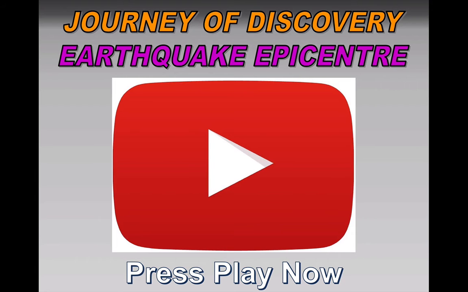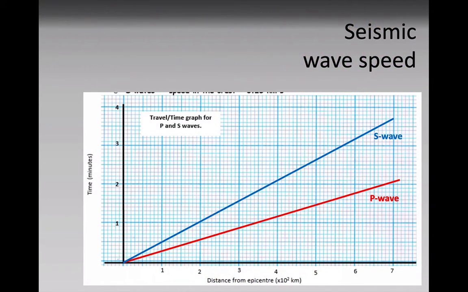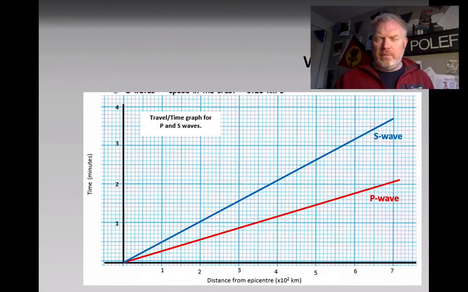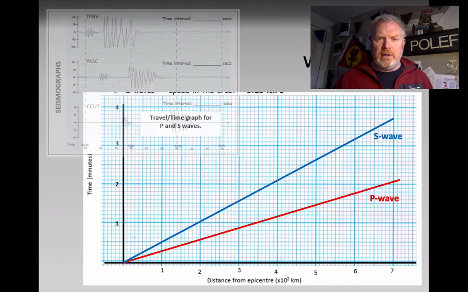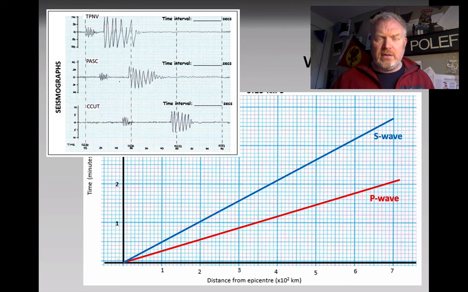Okay, let's have a look at some results. So this is our P and S wave graph, and this is our seismograph. If we measure the time interval then for each of these sites, these are the type of numbers you should get. If you're a little bit out, it's fine.